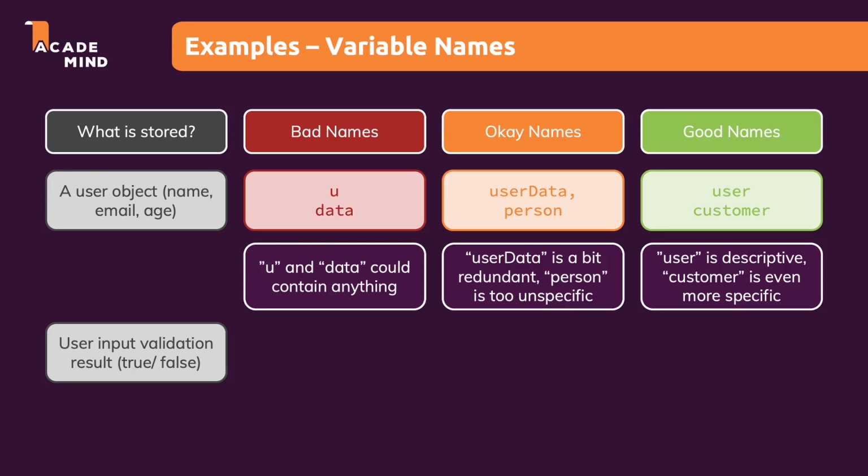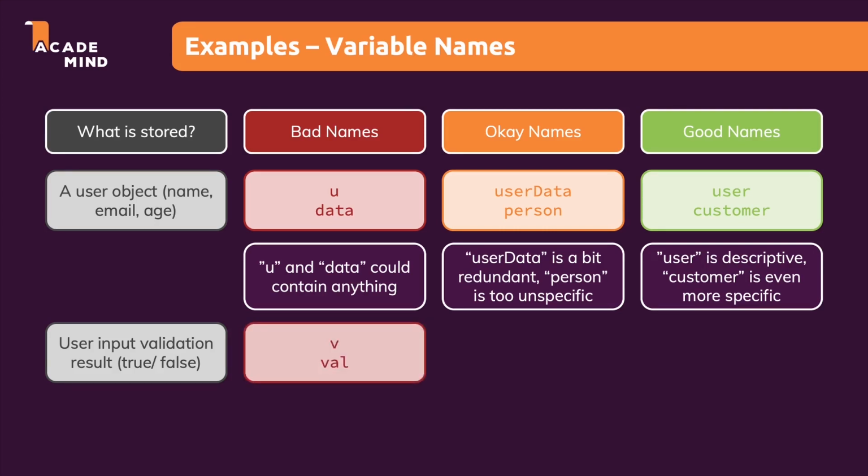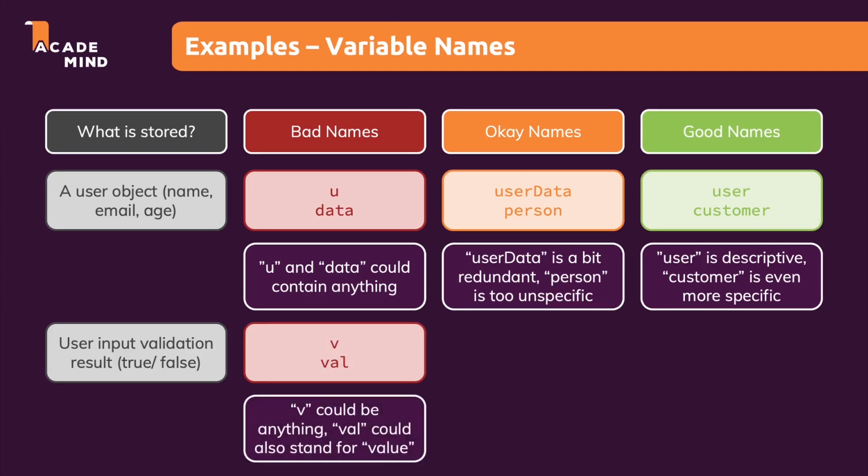So what could be some bad names for this? Well, again, just using a single character is pretty much always bad, with some rare exceptions. So we could use v for the validation result, or something like val. The problem with v is that it could be anything. The problem with val is that we could also think that it stands for value instead of validation result. So these are too unspecific and don't tell us anything.